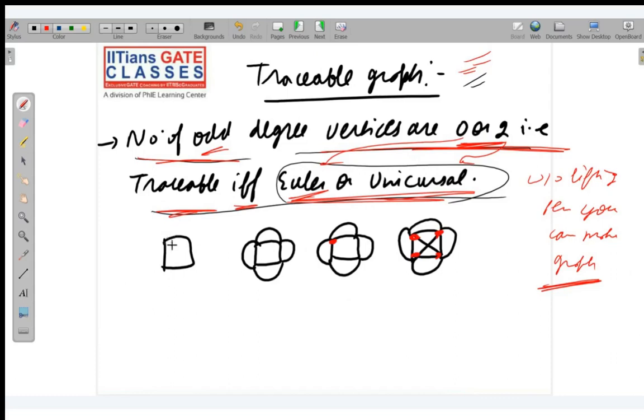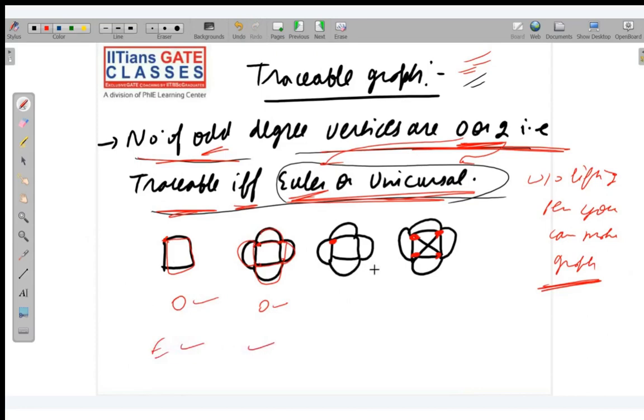So is this traceable or not? Yes. So here the number of odd degree vertices is 0. 0 means Euler. Euler is traceable. The number of odd degree vertices is 0, so like this you can easily trace it. So it is traceable, and they are Euler also.